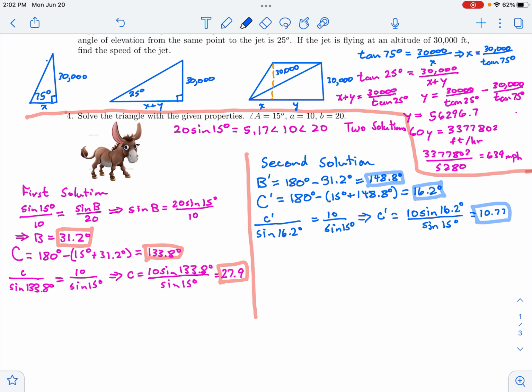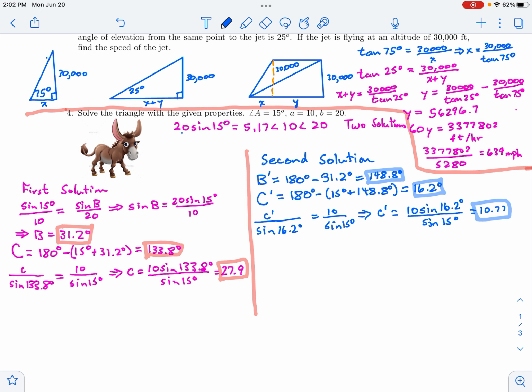Remember the test, we do b sine A, and that needs to be less than a, less than b, like that. And if that happens, then there's two solutions, and it does. For this one, yeah, there are two solutions. So I just go about finding the first solution, and that's pretty straightforward here. But the second solution, remember, here's the way we jump off.